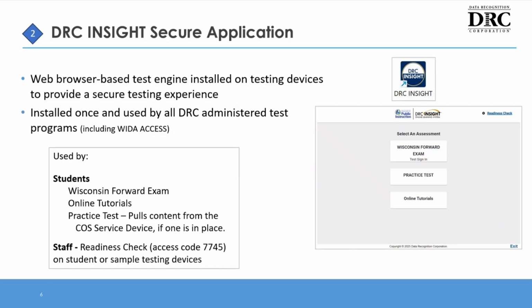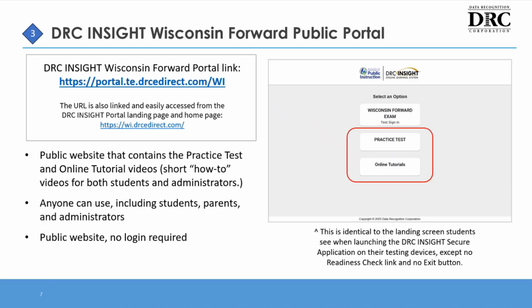You just install our software once and it can be used for any of our assessments. The last application was the DRC Insight Wisconsin Forward public portal, the public site that contains the practice test and the online tutorials. This looks pretty much identical to the DRC Insight Secure application, except it doesn't have the system readiness check in the top right corner, and it doesn't have the exit button in the lower right corner.